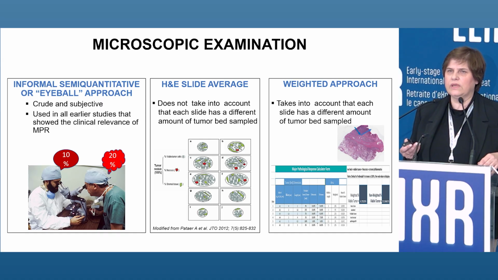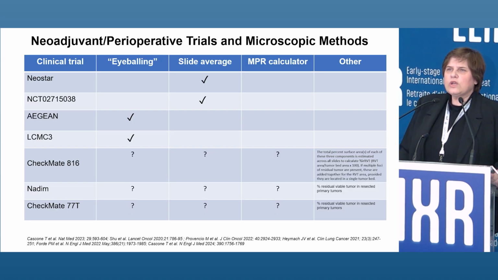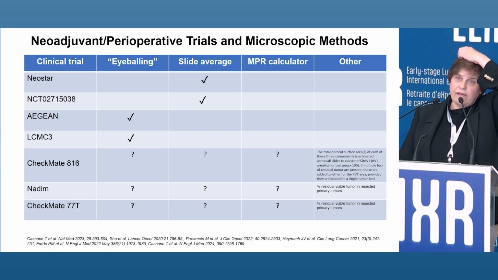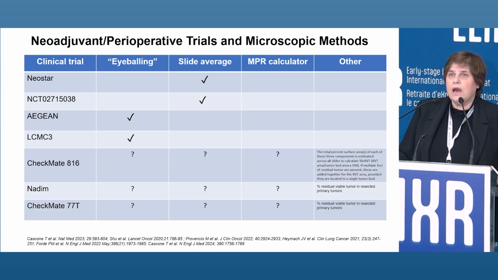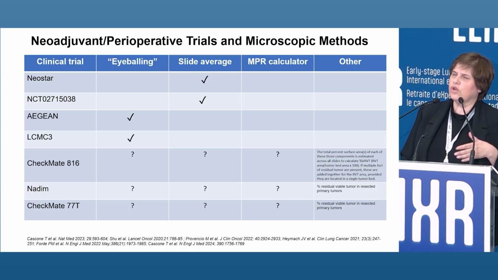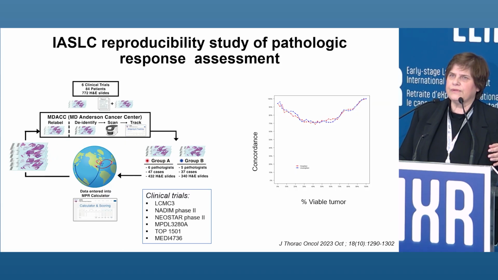Extremely painful, extremely painful. So what was done in the clinical trials? Again, for many, we actually have no idea how it was done. We suspect it was eyeballing. Some, actually NeoStar, said it was a slide average, but the majority we don't know how it was done. And we really have to get that under control as well, because I'll show you in a minute why it's important. So one of the questions was, which one of those three methods is actually the best?